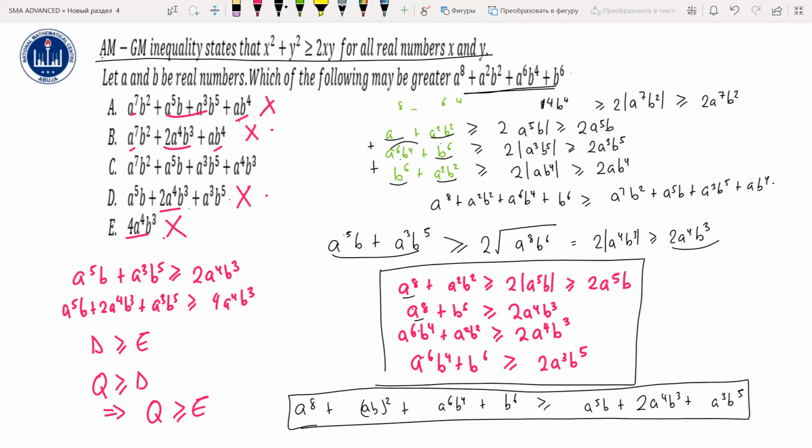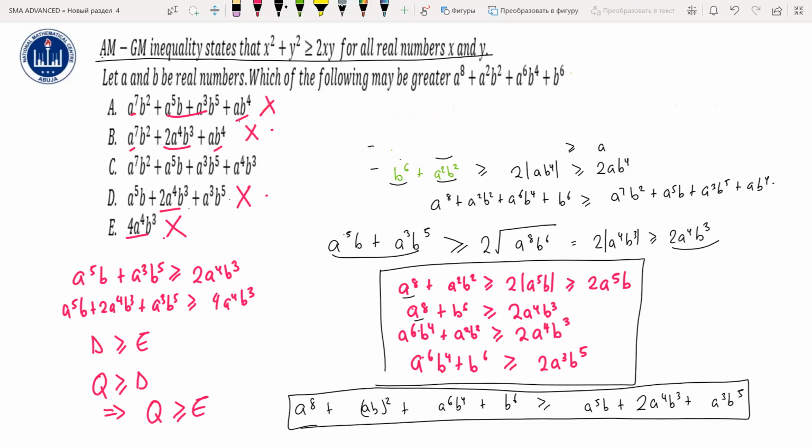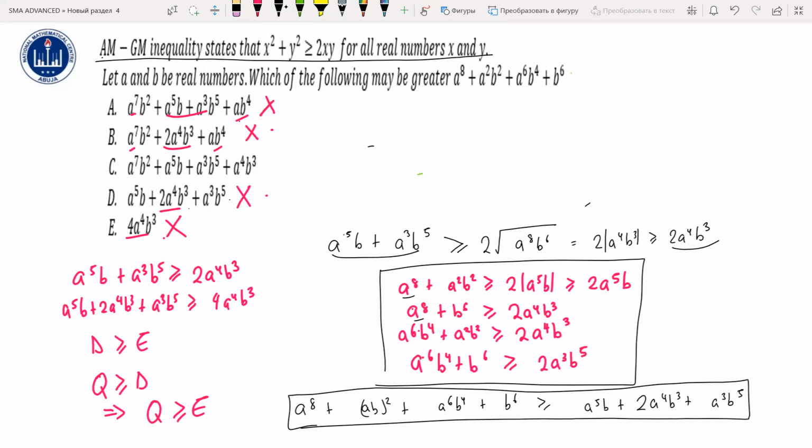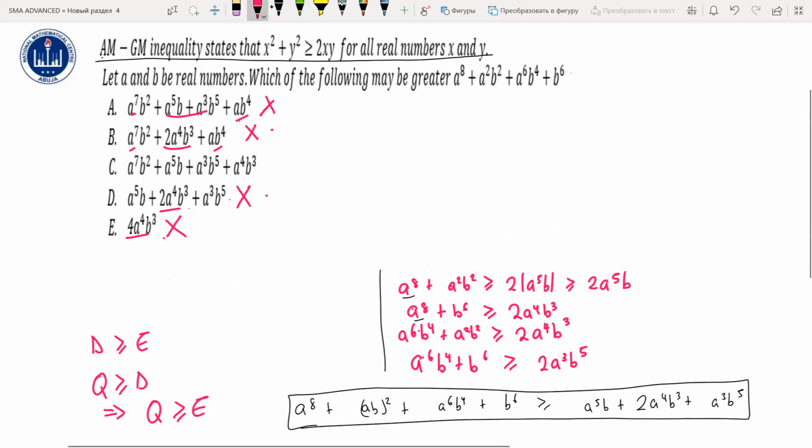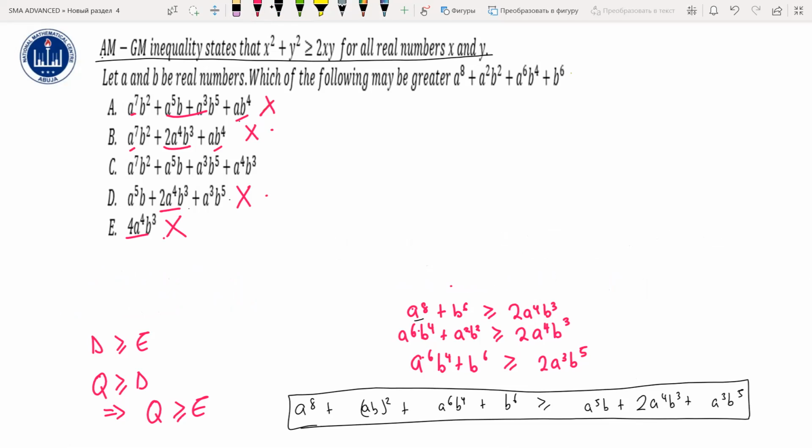But as I said, I'm going to do it two ways. I'm going to find an example of some values of A and B such that option C will become greater than what we have in the question. It was really difficult to find a value, but first of all, the easiest way I could try to find the value was when I made A equal to B.